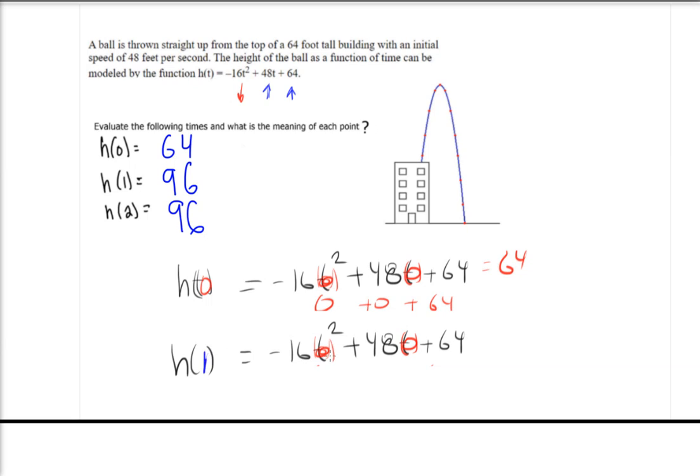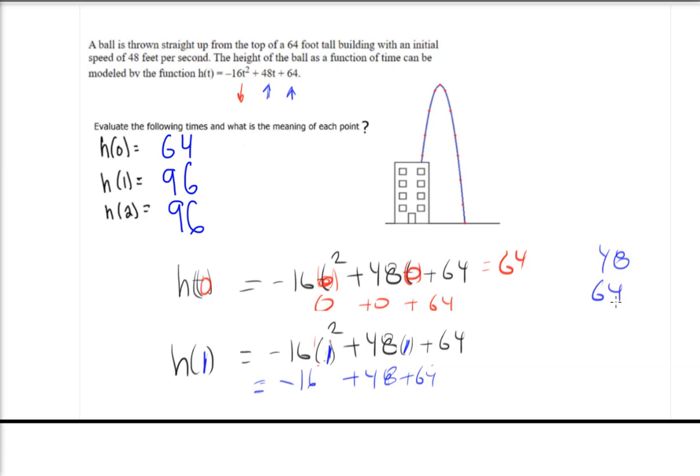So instead of replacing it with 0, I'm going to replace it this time with 1. Okay, so anywhere I see a t, I'm going to replace it with a value of 1. Okay, so let's see. 1 squared, that's 1 times 1 times negative 16, it's negative 16. 48 plus 1 is 48, and plus 64. All right, so the height at 1 second is going to be 48 plus 64.